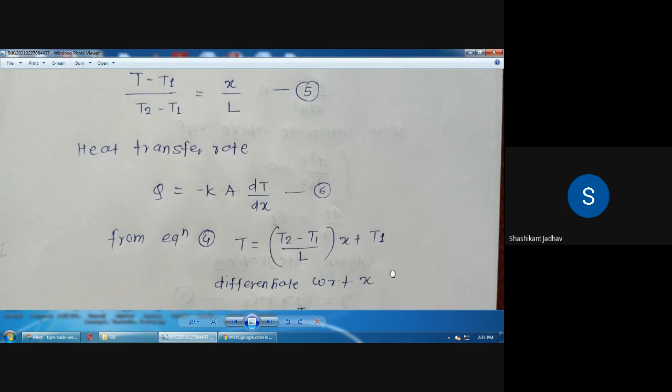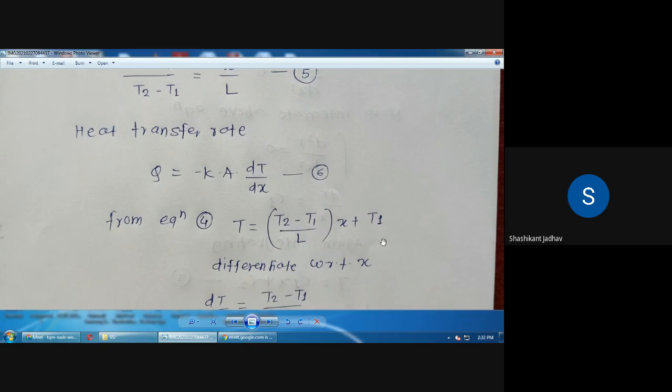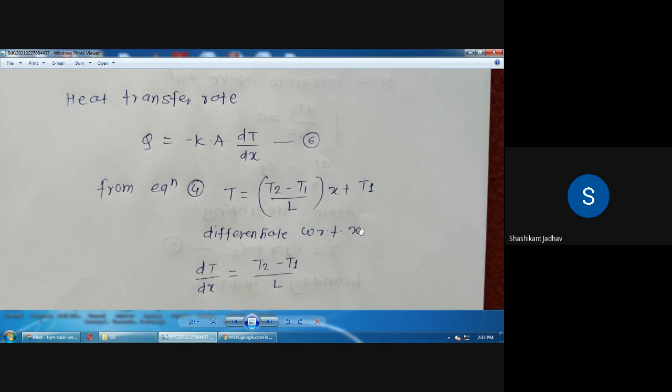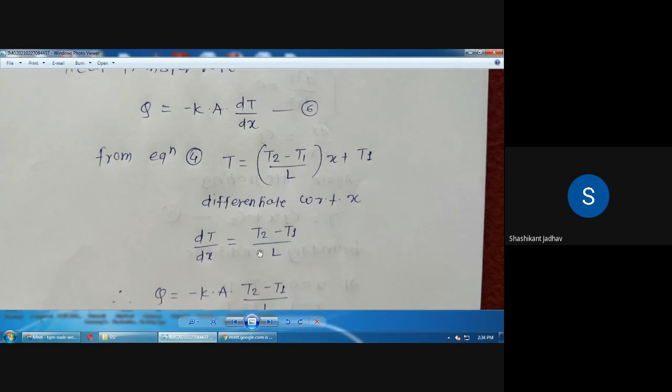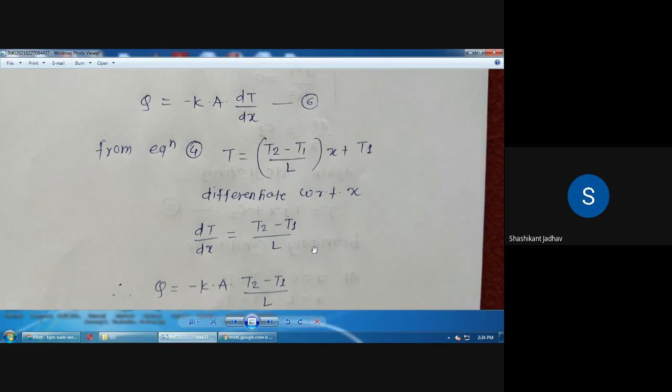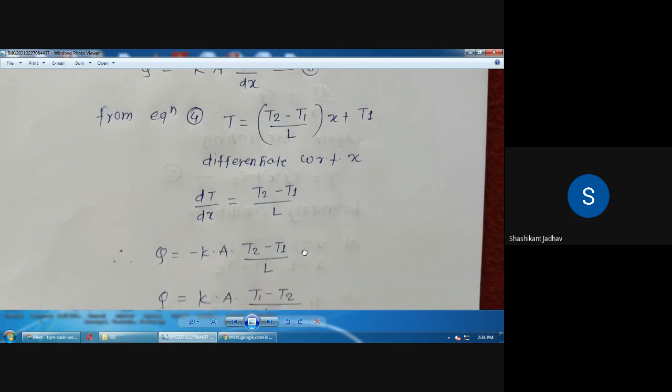Okay. So this is the final equation for the rate of heat transfer through the plane wall. So from this equation number 4, we have to differentiate. From differentiation, we get the equation of dt by dx. So what is the value of dt by dx? T2 minus T1 divided by L. So put that value of dt by dx into equation number 6. So Q is equal to minus Ka into this term. What is the value of dt by dx? That is T2 minus T1 divided by L.